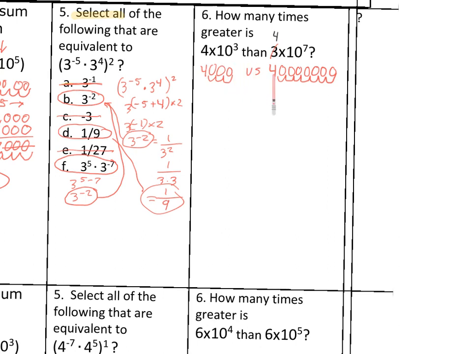Dividing, we have 4 divided by 4 is 1. And the solution to this is given by matching up zeros. So for example, the 3 zeros here match up with these 3 zeros here. So take off a 0, take off a 0, take off another 0, take off another 0, take off a 0, take off a 0. And notice you have 1, 2, 3, 4 zeros left. So it is 10,000 times greater. That's it.